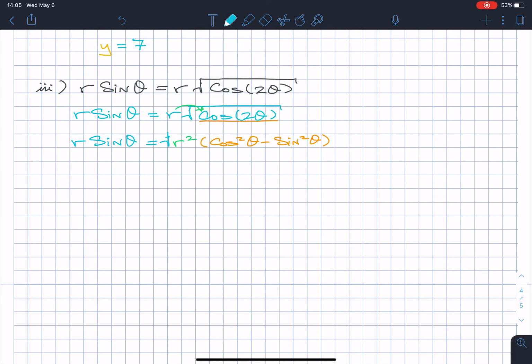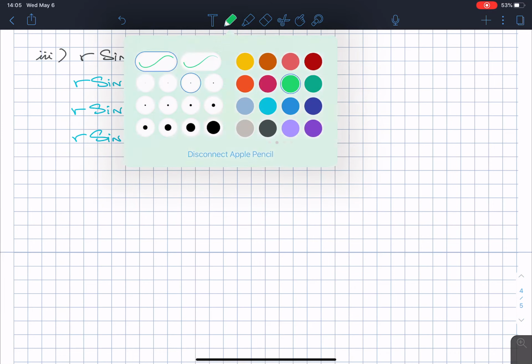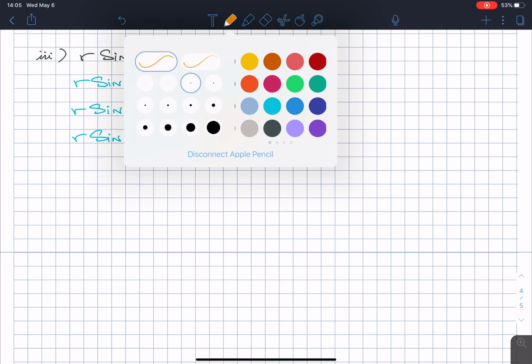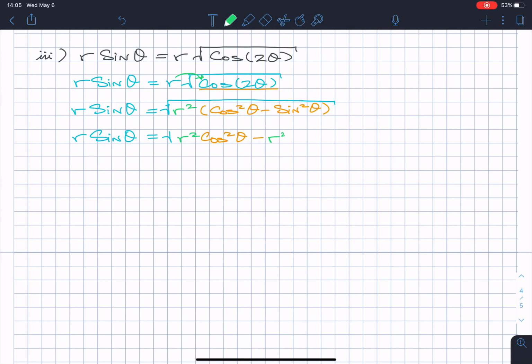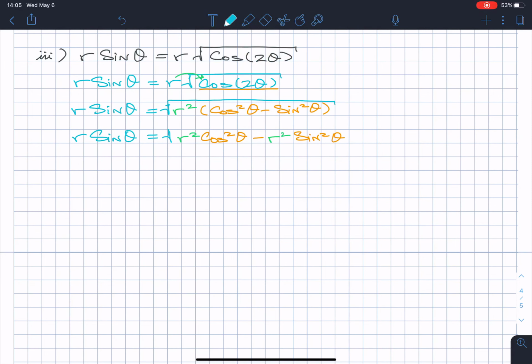And then I can distribute the r squared to each of these squares. So I have r sine of theta is equal to the square root of r squared cosine squared theta minus r squared sine squared theta. And now I'm ready to replace.